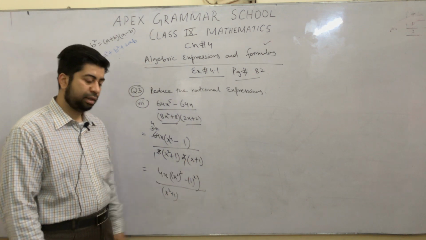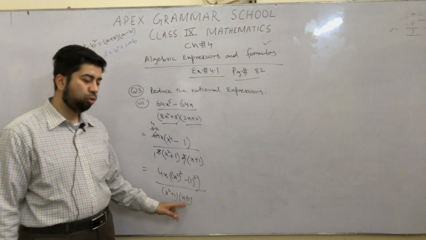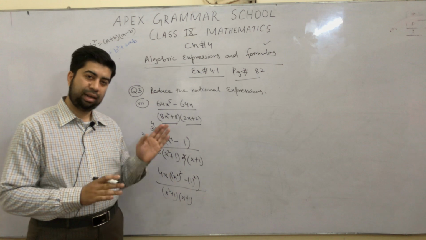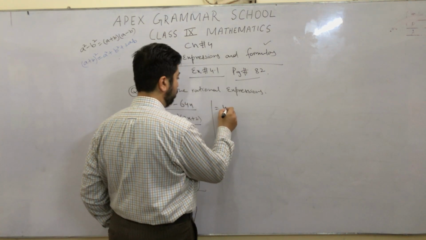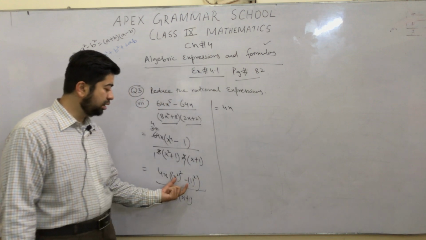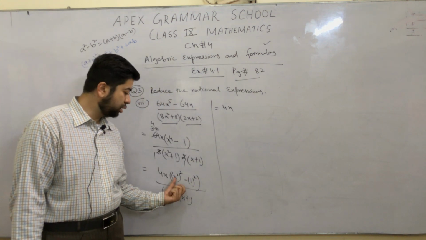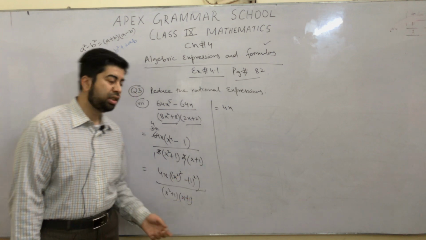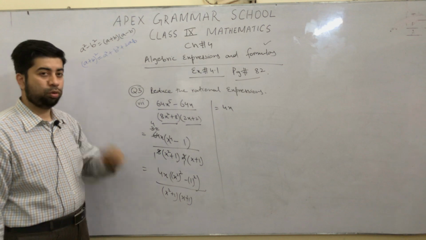And after that, x plus 1. This is also not a formula, so you can write it as it is. After that, 4x. Can you see that this formula is going to happen? x square square minus 1 square, which is of the form a square minus b square, which is equal to a plus b into a minus b.